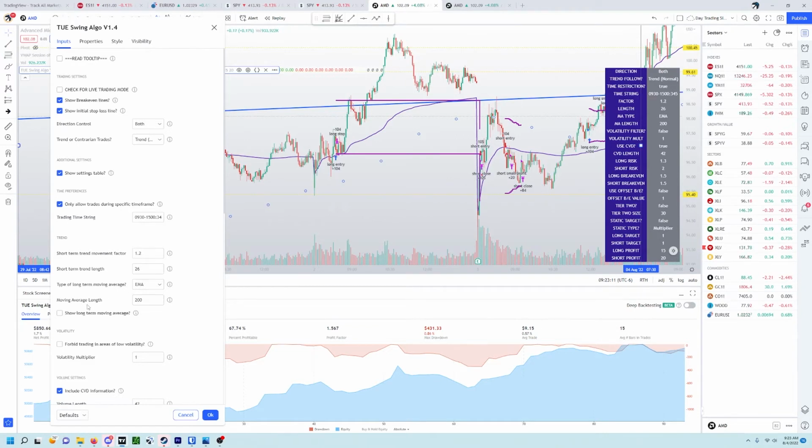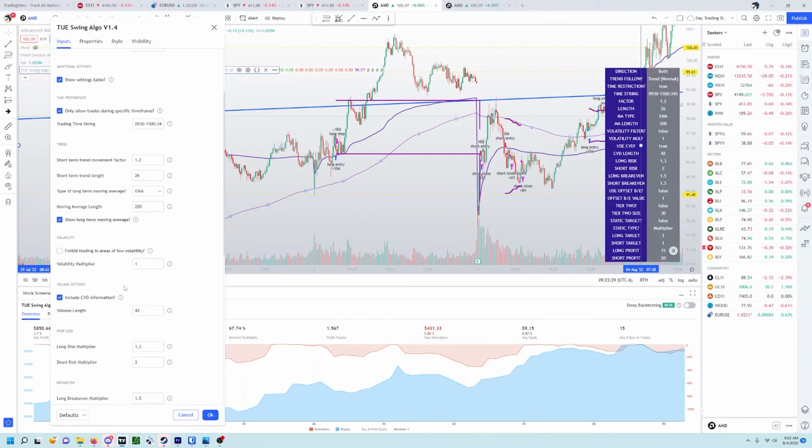I'm going to leave the moving average for right now. I will be back to mess with it, but for right now, I'm going to leave it alone. And that's because I know from experience that on most equities, the EMA 200 is going to work pretty well. So I'm just going to leave it.